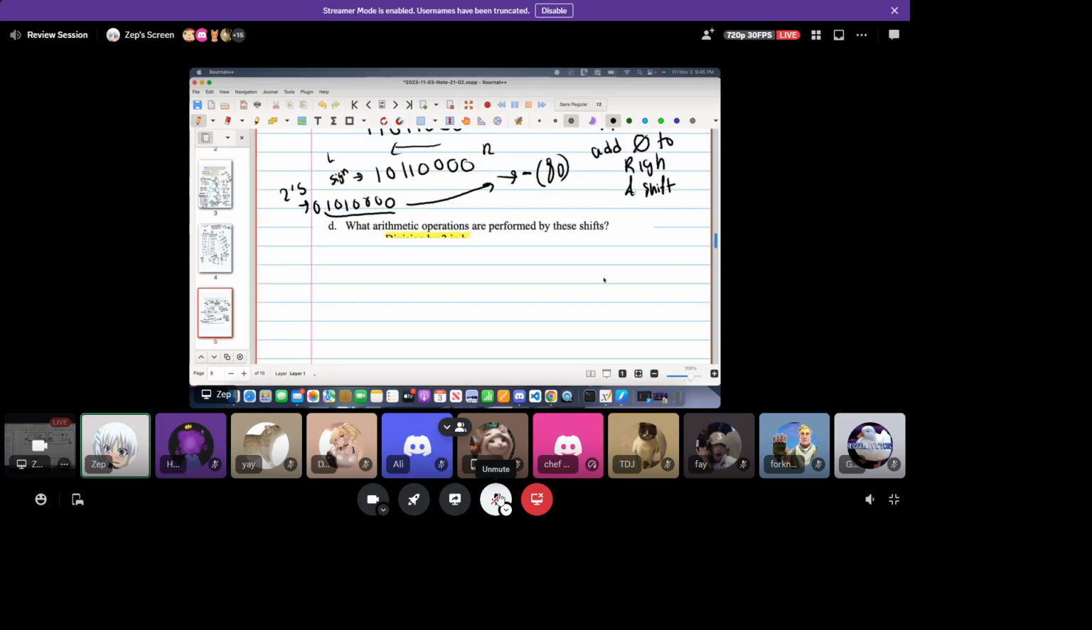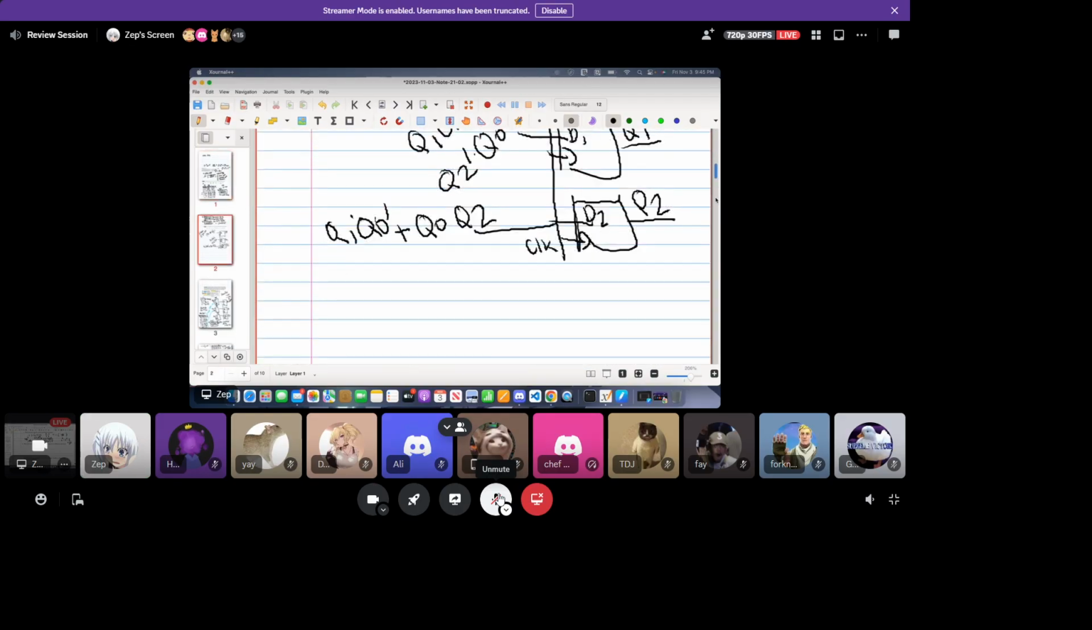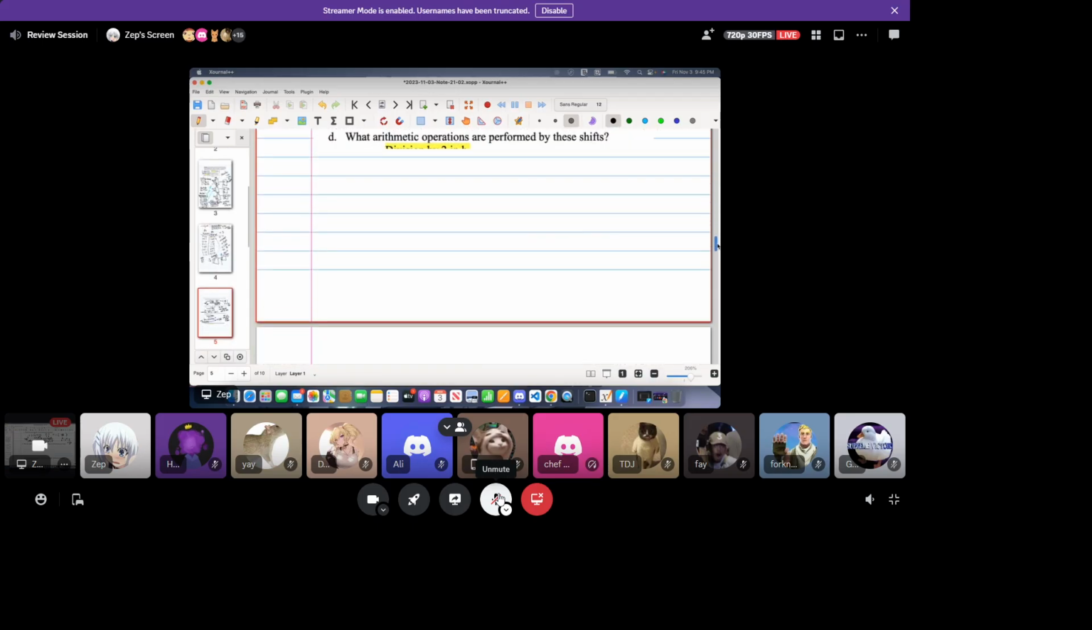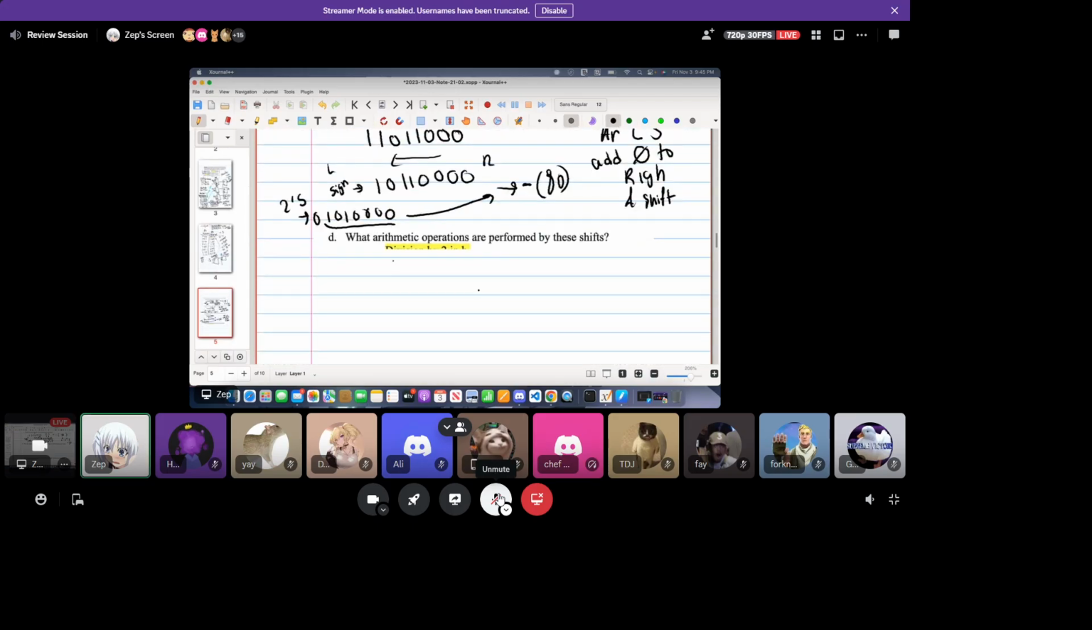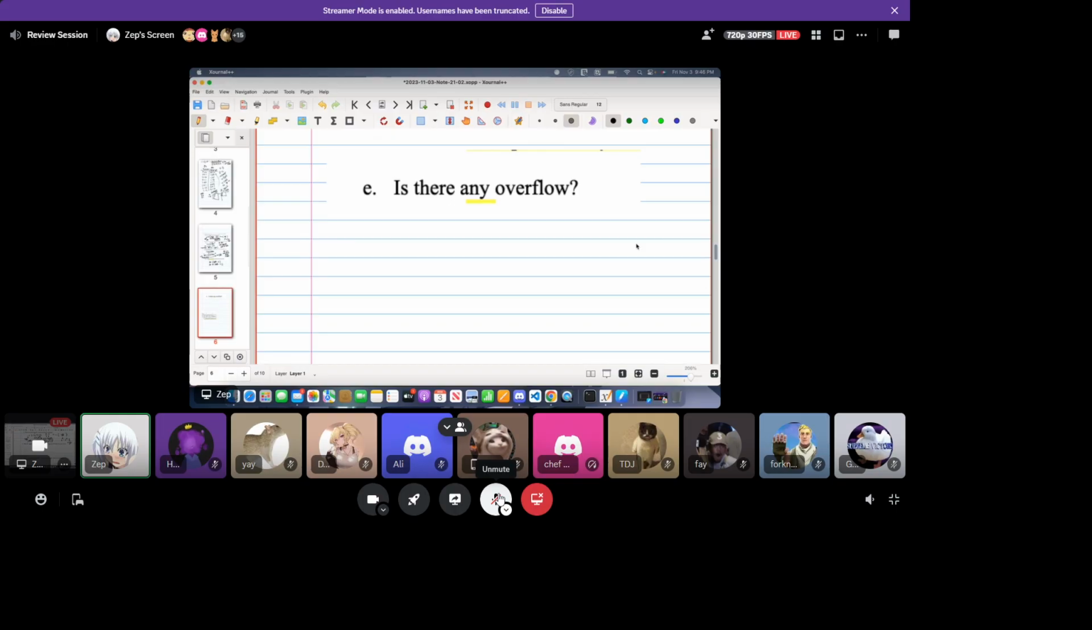What arithmetic operations are performed by these shifts? As we saw above, arithmetic left shift multiplies by 2. Arithmetic right shift divides by 2. Perfect. Is there any overflow? We answered this question actually in class. No.